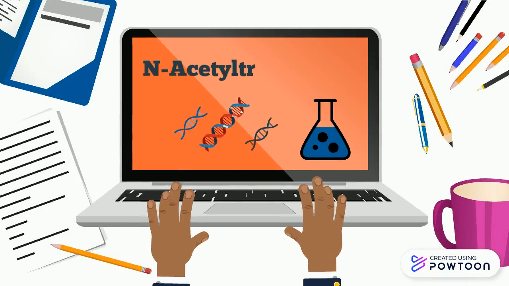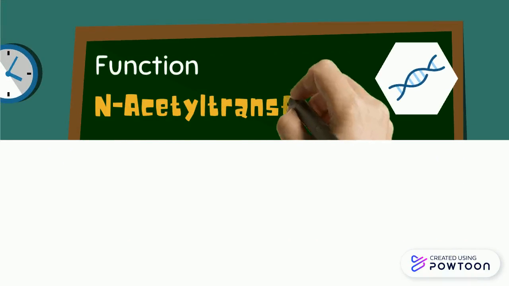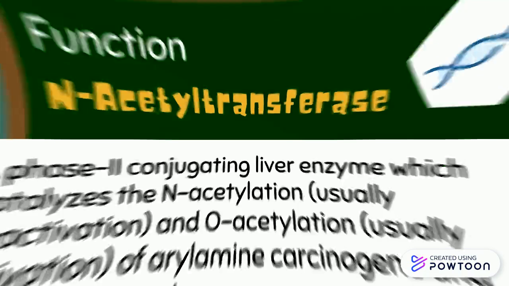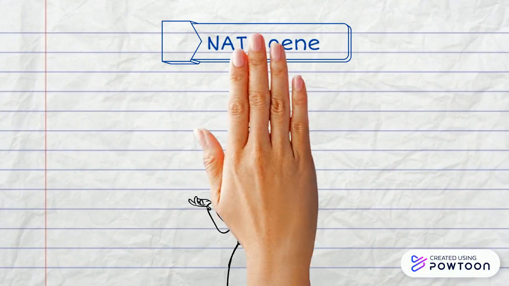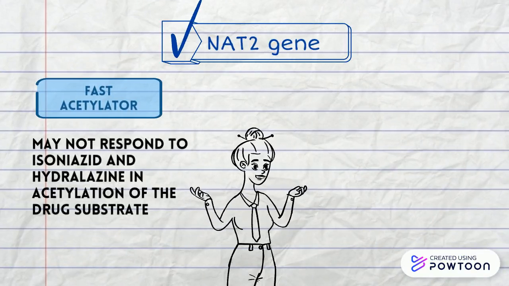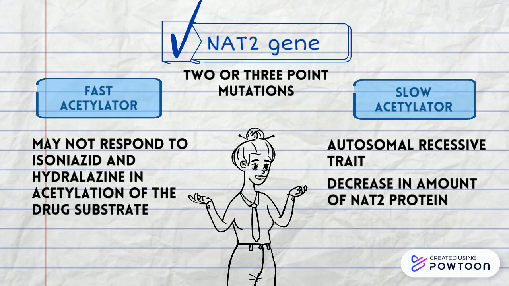Okay, let's move on to the next example, which is N-acetyltransferase. N-acetyltransferase is a phase 2 conjugating liver enzyme which catalyzes the N-acetylations and O-acetylations of amine carcinogens and heterocyclic amine. NAT2 gene is responsible for fast acetylator phenotype. When 2 or 3 point mutations occur, it results in slow acetylator phenotype.